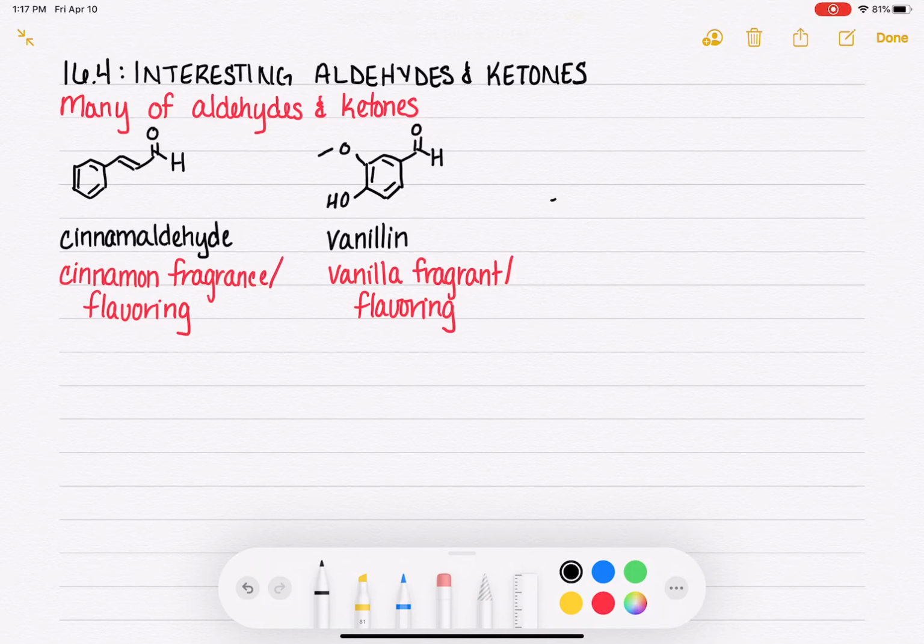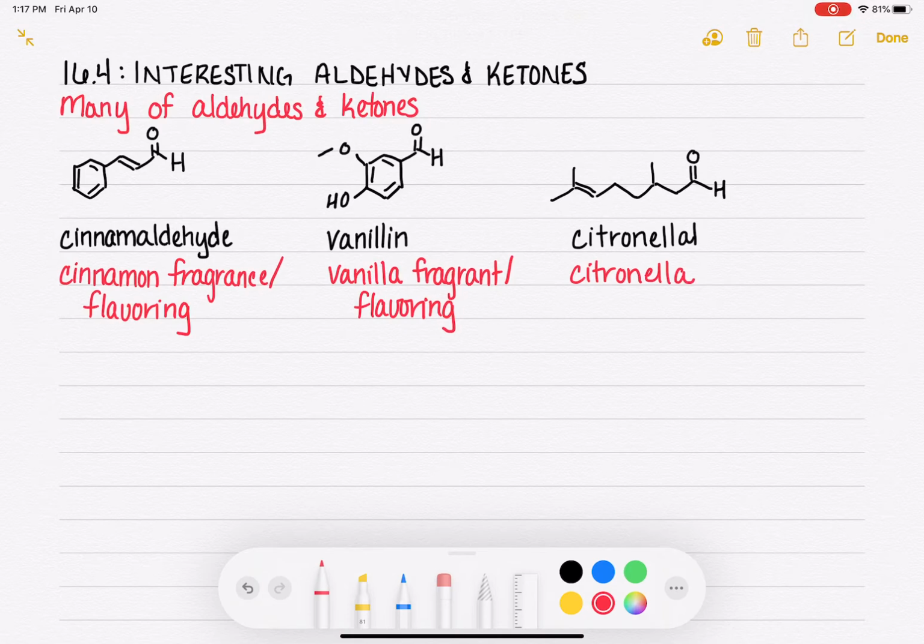And then last but not least, I've got one for you that's not aromatic. This one has a carbon-carbon double bond, and it has an aldehyde group on the end there. And this molecule is called citronellal. And I'm guessing that you can probably figure out what this is used for. This is citronella, what we commonly call citronella.